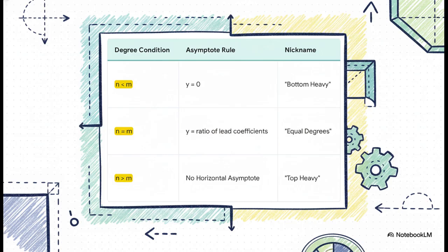Rule 2. If the degrees are the same, the asymptote is a line at y equals the ratio of the leading coefficients. That's just the numbers in front of the highest power terms. And rule 3. If the numerator's degree is bigger, or top-heavy, then there's no horizontal asymptote at all.